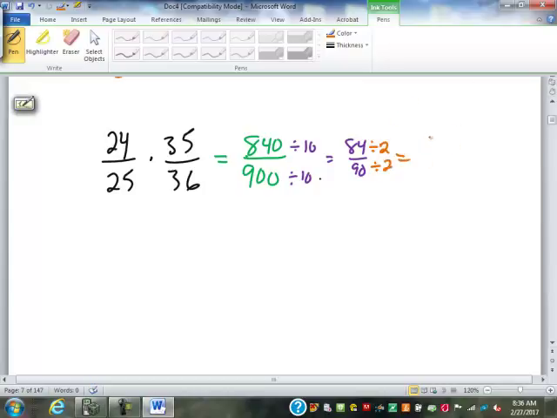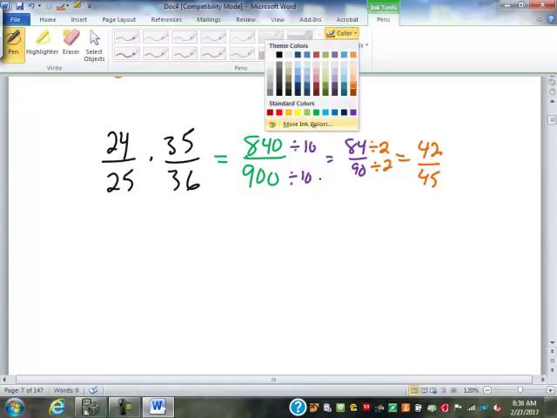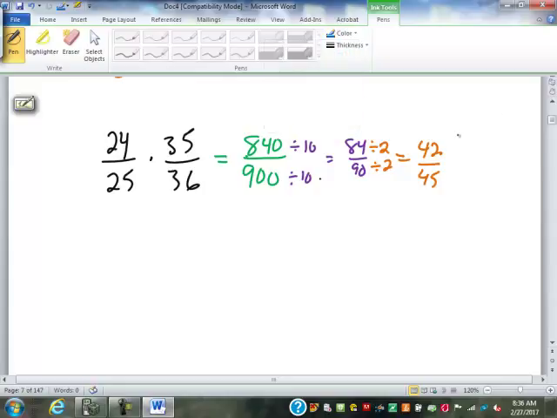They're even, so we can divide by 2. That is 42 over 45. Are we done there? No. What can we still divide by? There you go. 4 plus 2 is 6, 4 plus 5 is 9, so both of those can be divided by 3. So that's 14 over 15. If you're lucky enough, you might have seen that both of those can be divided by 60.